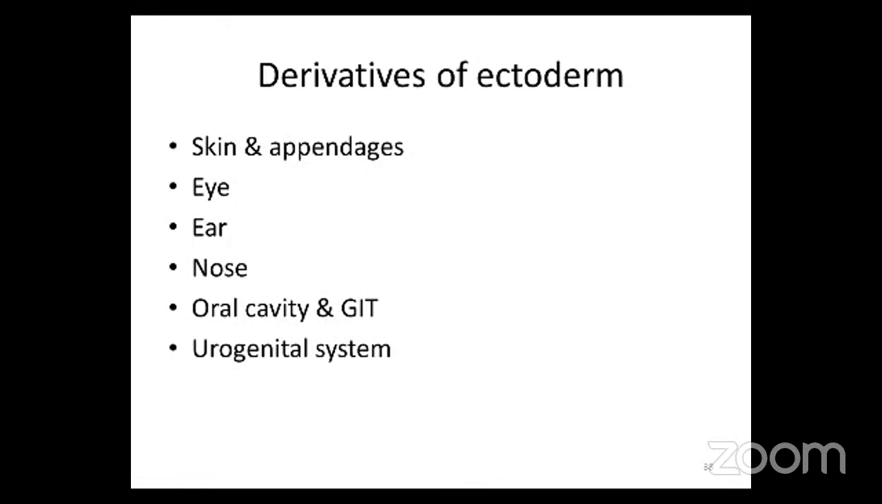Then urogenital system. In urogenital system again you get the external vaginal structures. For example, labia minora, labia majora. These are covered by the epithelium which is ectodermal in origin. And last part of the penile urethra is ectodermal in origin. Okay, so these are the ectodermal structures. You should be able to enumerate these.